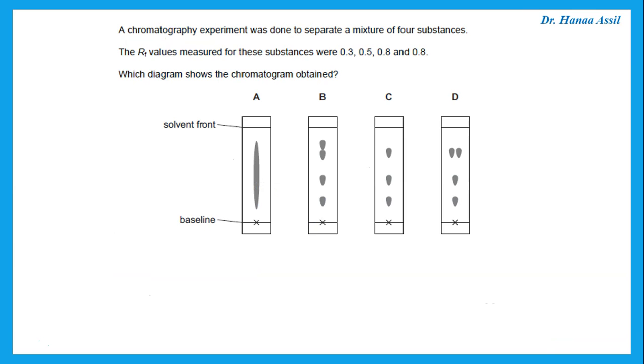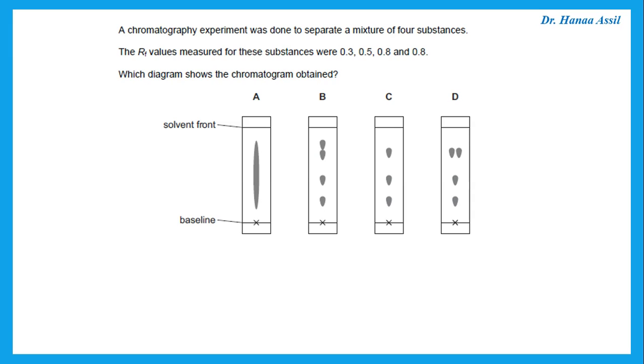A chromatography experiment was done to separate a mixture of 4 substances. And he's saying the RF values for these substances are 0.3, 0.5, 0.8, and 0.8. So he has 2 spots having the same RF value. And then I have another one that is 0.5. The one that is 0.5 should be somewhere in the middle of the paper. And another one that is 0.3, so that should be towards the bottom of the paper. So which of these has the substances he's talking about?